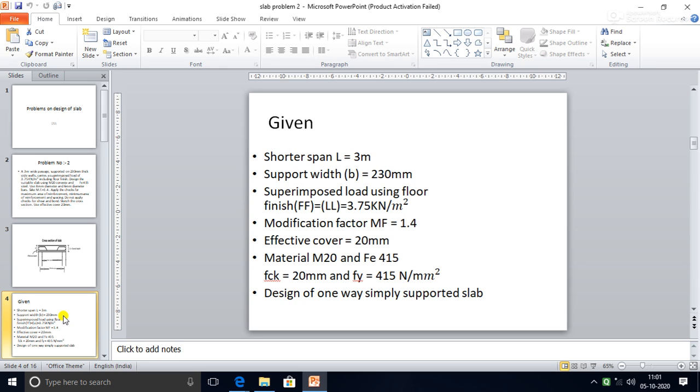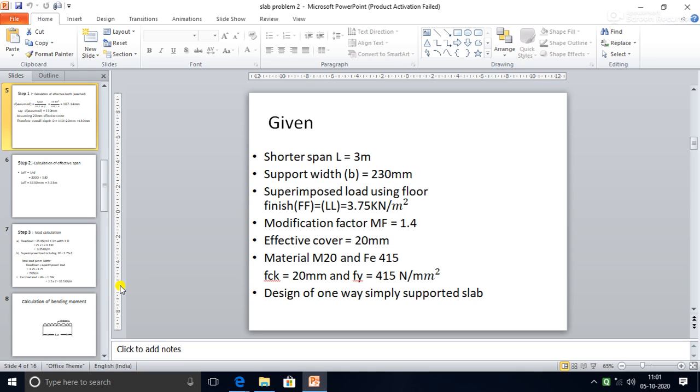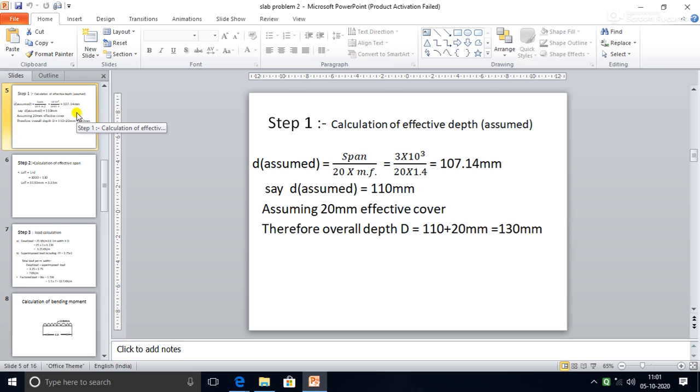That is, shorter span L is equal to 3 meter. Wall width, that is support width, is 230 mm. Superimposed load, that is floor finish plus live load, is 3.75 kilonewton per meter square. It is not that FF is equal to LL; it is the sum, that is floor finish plus live load is equal to 3.75 kilonewton per meter square. Then modification factor MF is equal to 1.4. Effective cover is given as 20 mm. Material M20 and Fe 415, that is fck 20 Newton per mm square and fy 415 Newton per mm square. Then we have to design a one-way simply supported slab. Since it is a passage, for a passage we have to design a one-way slab.